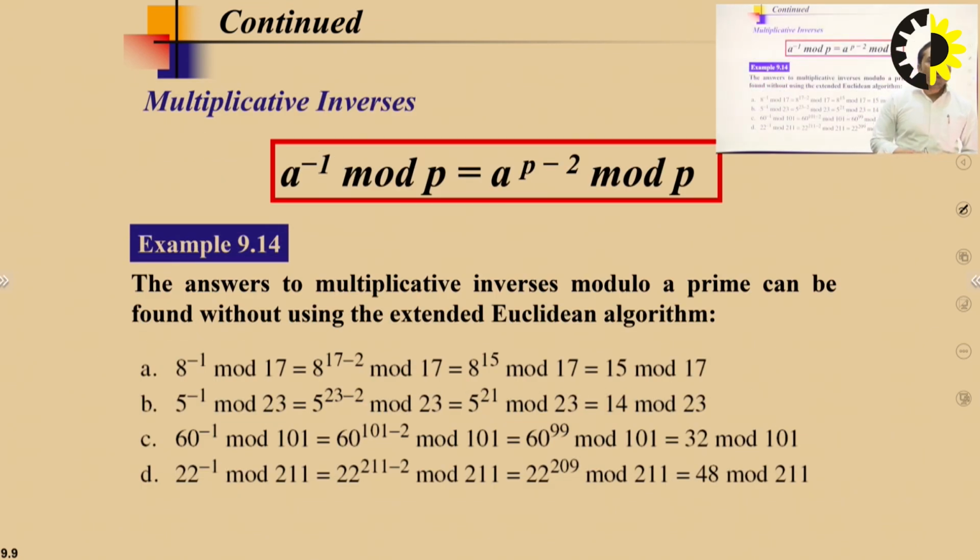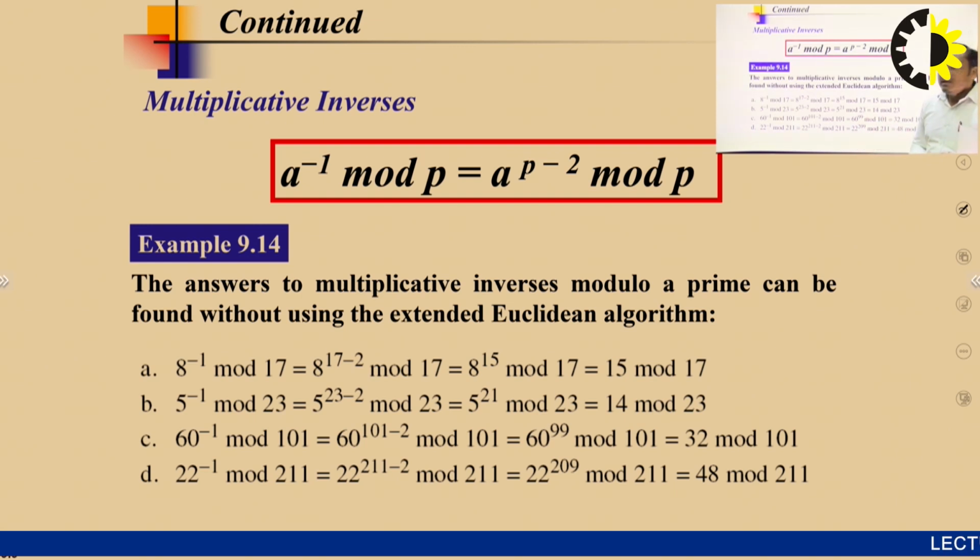Now, multiplicative inverse. What is the multiplicative inverse? In multiplicative inverse, you can write the formula a raised to power minus 1 mod p, which equals a raised to power p minus 2 mod p. So how will you calculate the value of a raised to power minus 1 mod p, equal to a raised to power p minus 2 mod p? You can calculate it in a different way. You can solve the numerical problem.